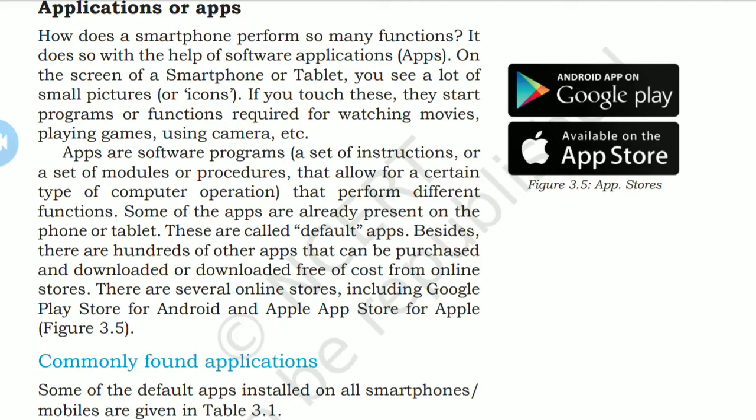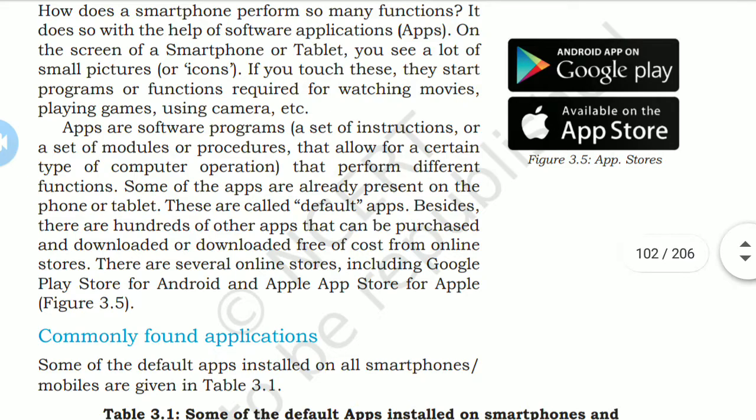There are several online stores including Google Play Store. All of you know that. In case of Android, the Google Play Store is there, and in case of Apple phones, there is the App Store. In figure 3.5 you can observe the icons of Google Play Store and App Store.